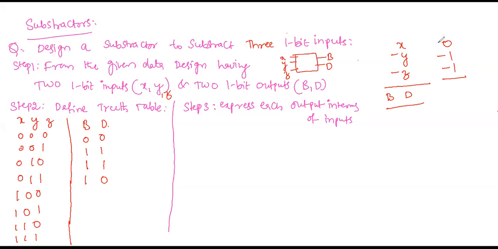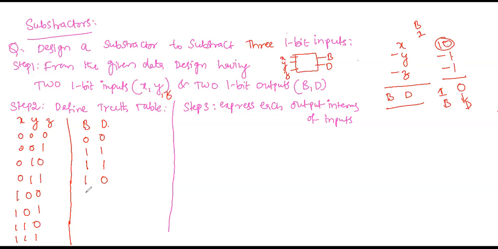So take one borrow. You have taken the borrow, and borrow is 1. 1 minus 0, it becomes 10, that is 2. 2 minus 1, what will you get? 1. Again 1 minus 1, 0. So difference is 0. Borrow is 1. Write this down.